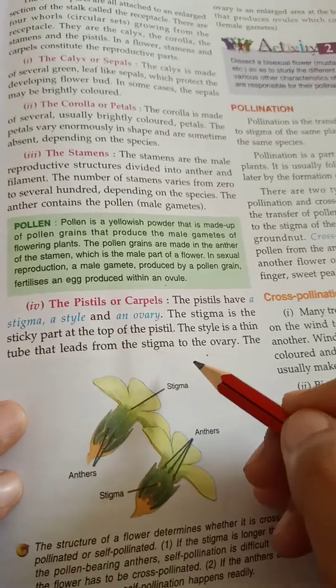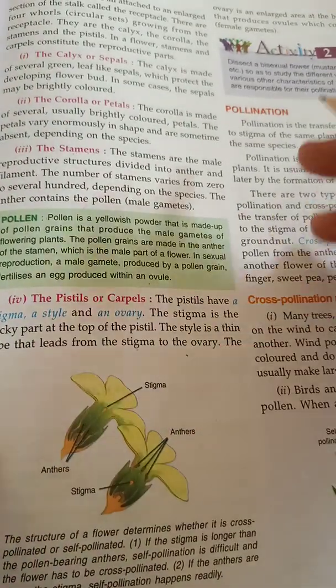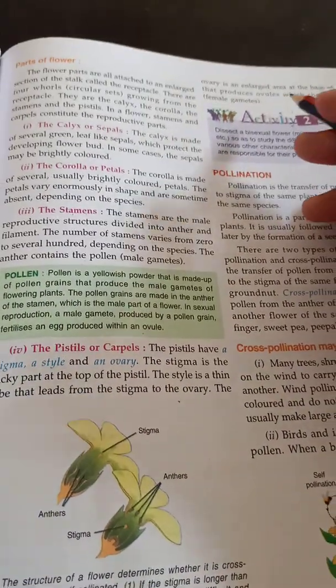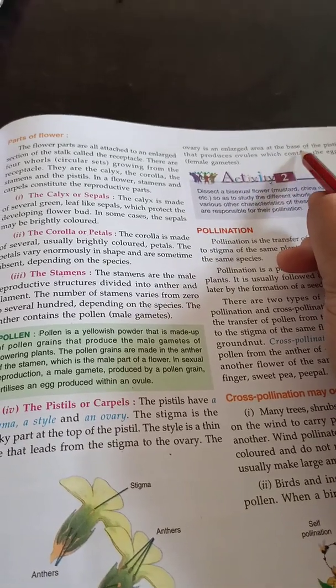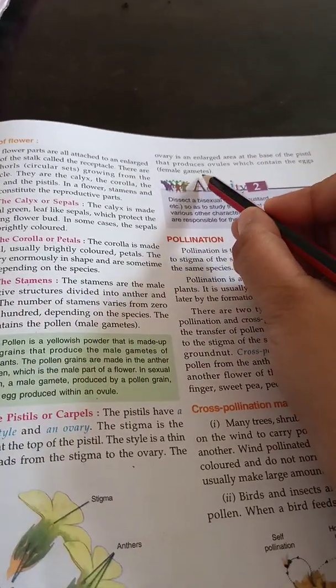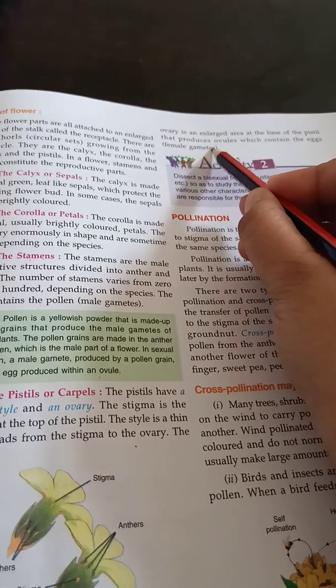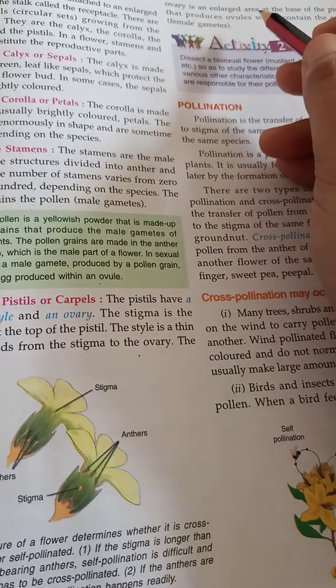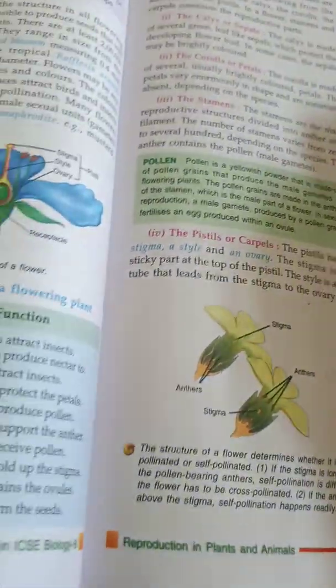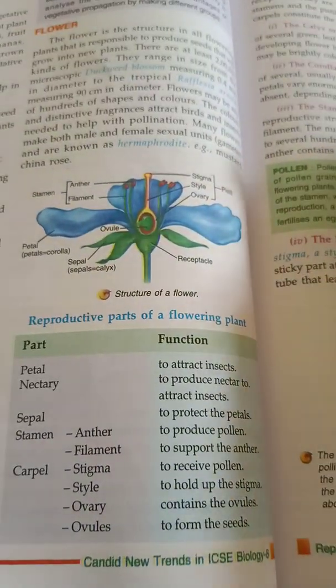And what is an ovary? Ovary is usually an enlarged area at the base of the pistil, and it produces the ovules which contain the eggs or the female gametes. So this was about the four whorls of the flower. Now I'll take up the diagram of a flower.